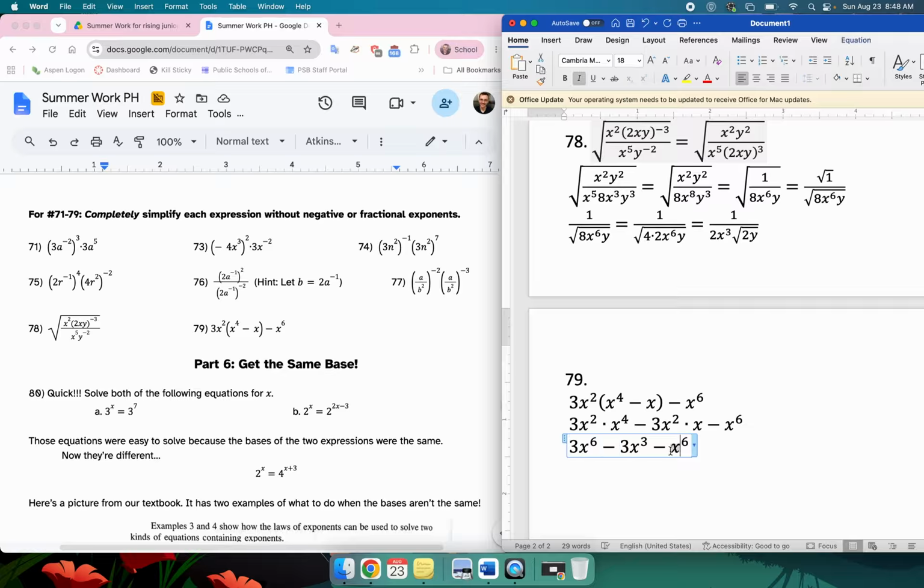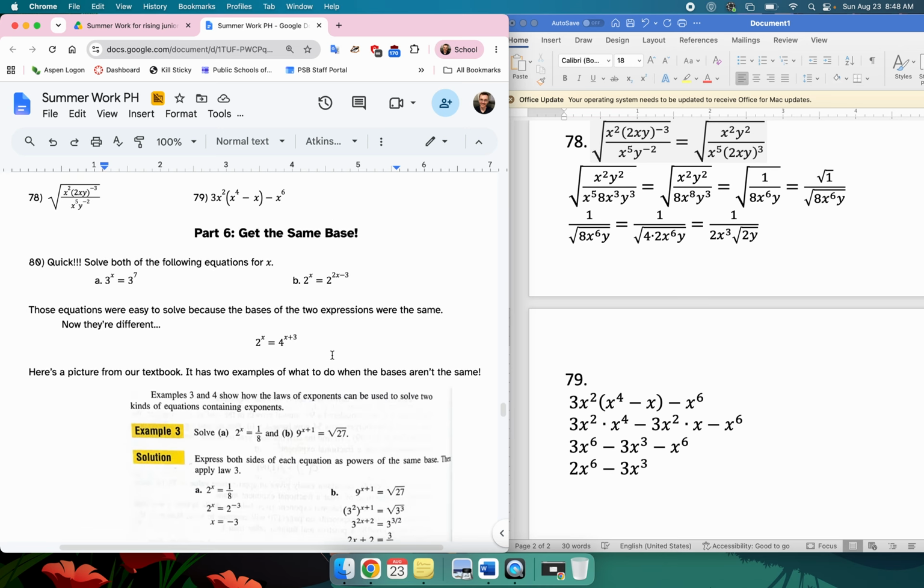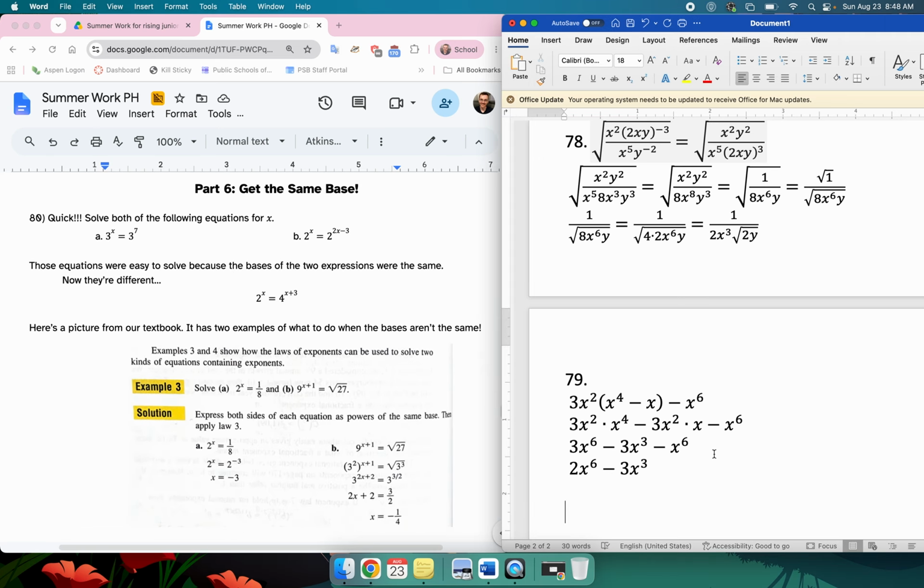This first term and the third term, they're like terms because they have the same variable and same exponent. This is 3 copies of x to the 6th minus 1 copy of x to the 6th, which leaves you with 2 copies of x to the 6th, and then minus 3x cubed. So I think that's that guy. Okay, get the same base. Cool.